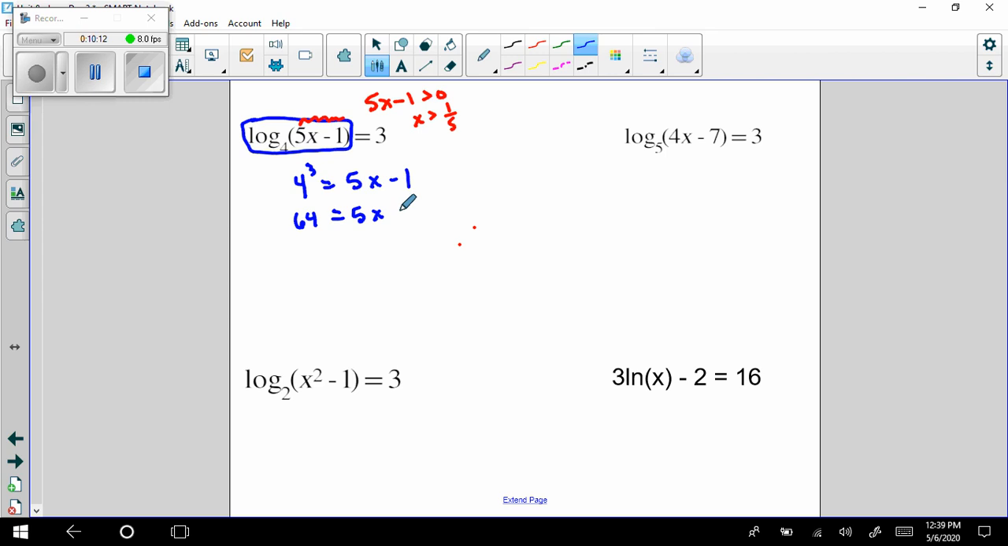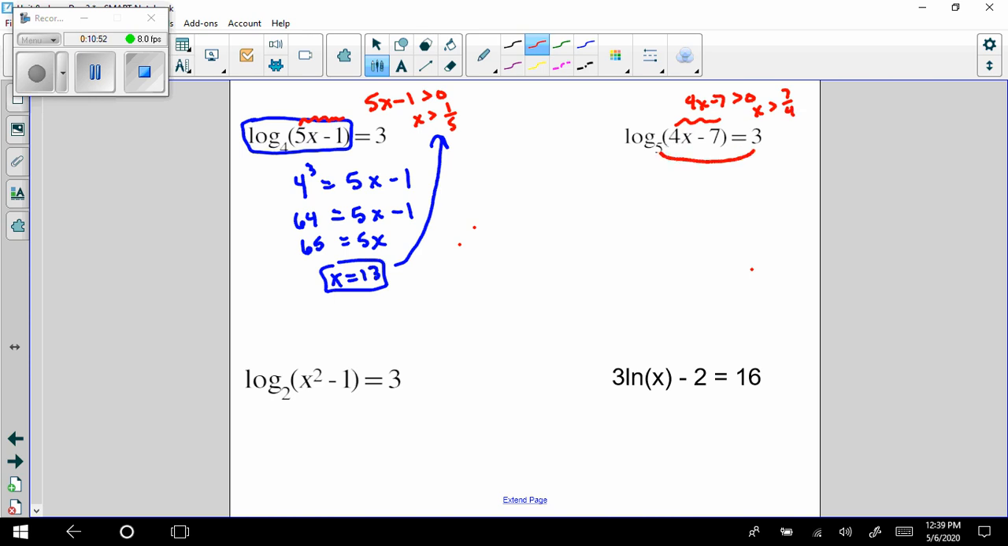So all you're doing is solving a linear equation now. So 65 equals 5x, x equals 13. So that should work because 13 is greater than 1/5. We'll have to really worry about domain restrictions here in a minute. All right, so when solving a logarithm, the first thing you should do is figure out your domain. So that argument has to be greater than 0. So in this case, x has to be greater than 7/4.